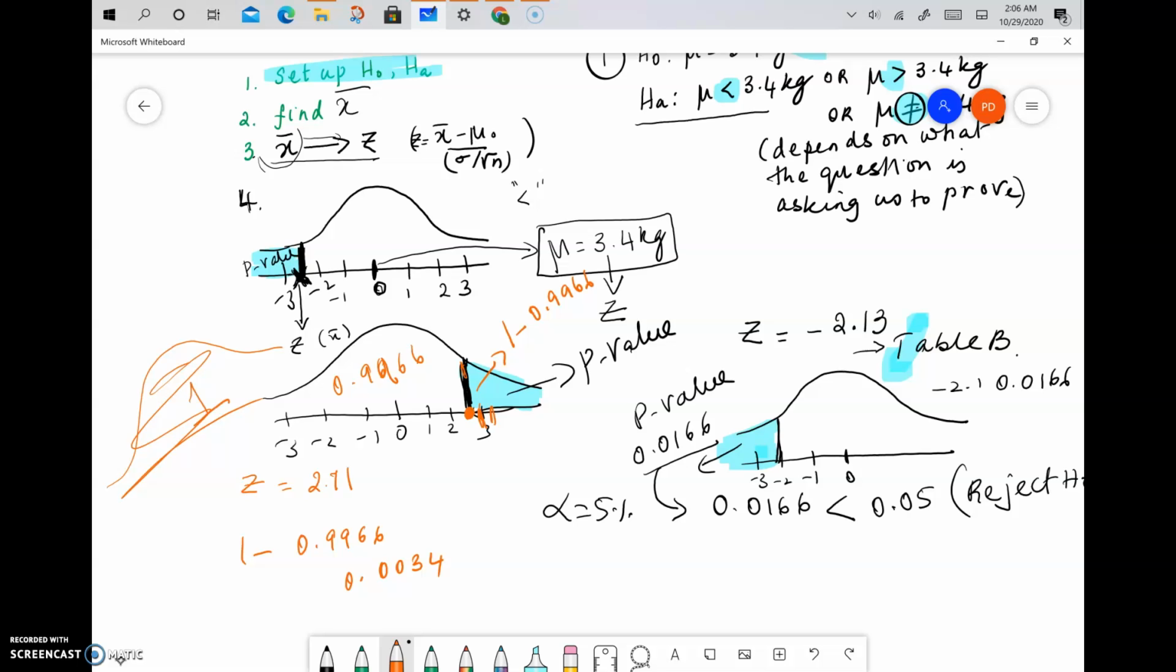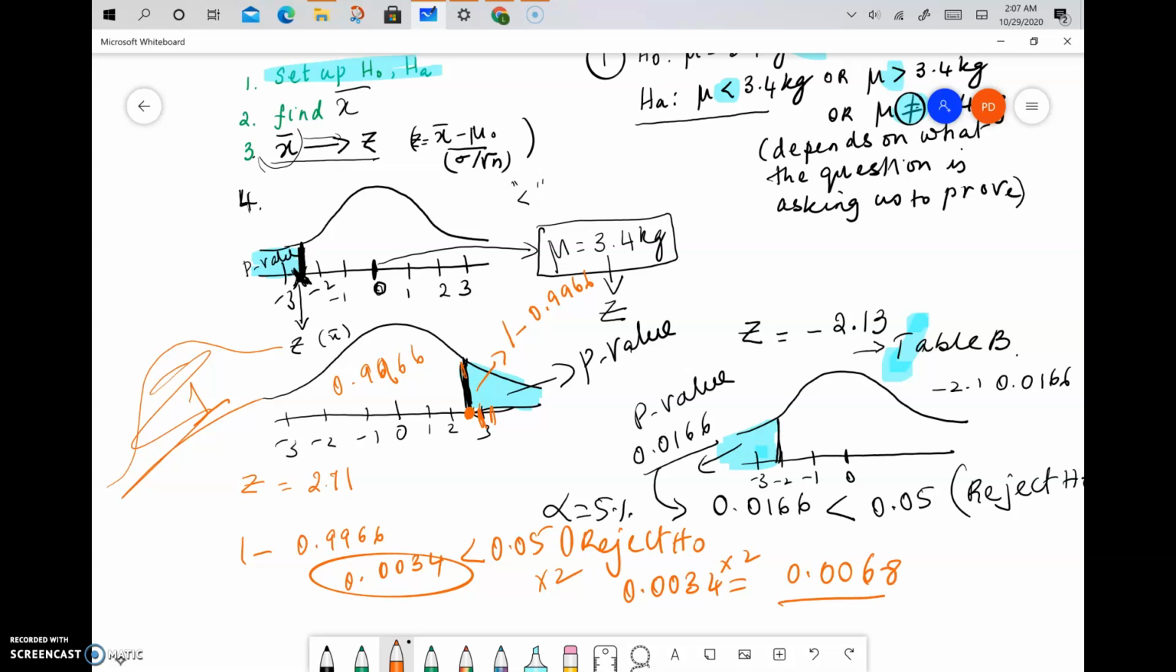Now, if it's a two-tailed test, you basically find the area of any one of the two tails depending on which side of 0 our z value falls, and then multiply it by 2. Now this clearly, if we want to make a conclusion, is less than 0.05. So we can reject H naught. When we multiply by 2, 0.0034 is equal to 0.0068, which is still less than 0.05. So we reject H naught.